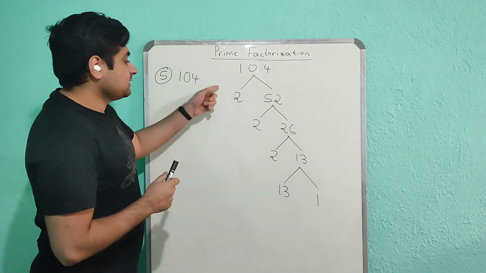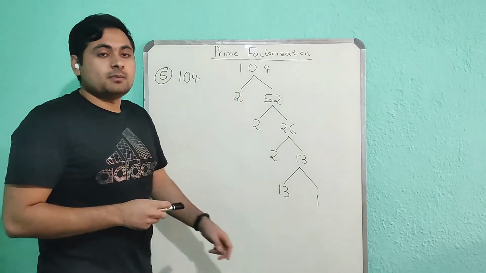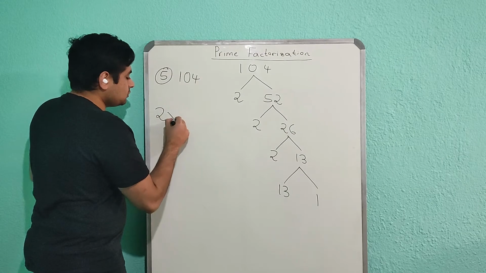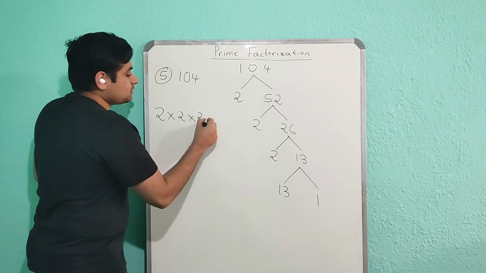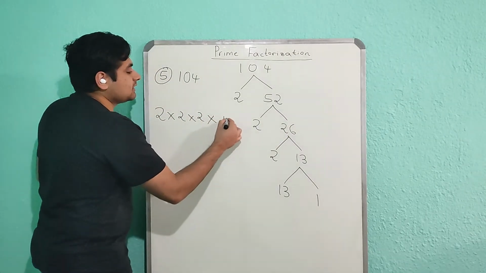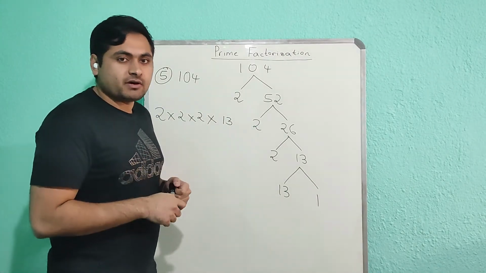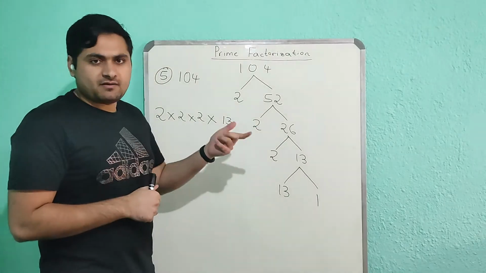So, what are our prime factors? Everything on the left side are our prime factors. So, our prime factors are 2 times 2 times 2 times 13. Let's see if our answer is correct. How do we check if our answer is correct? We simply multiply our prime factors.